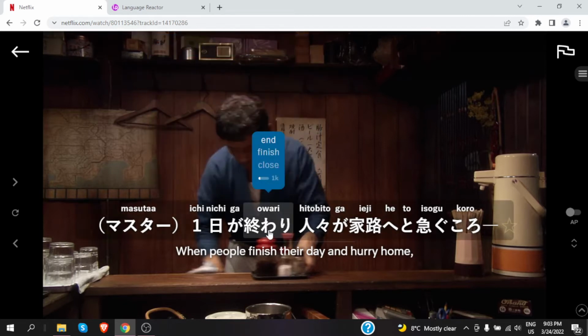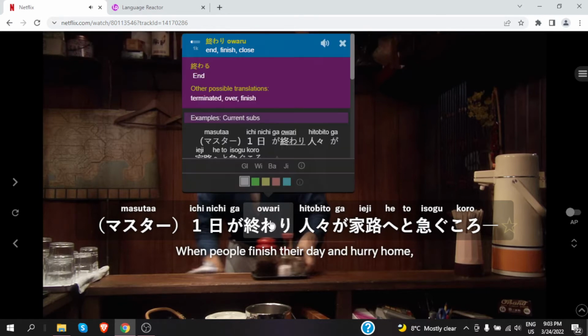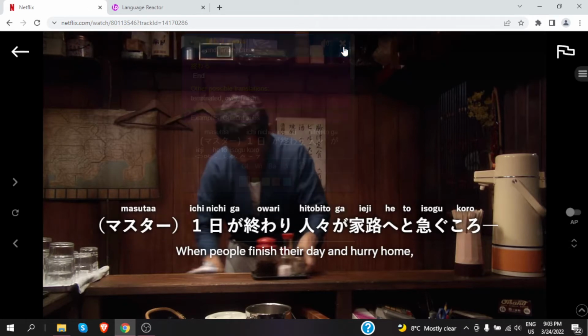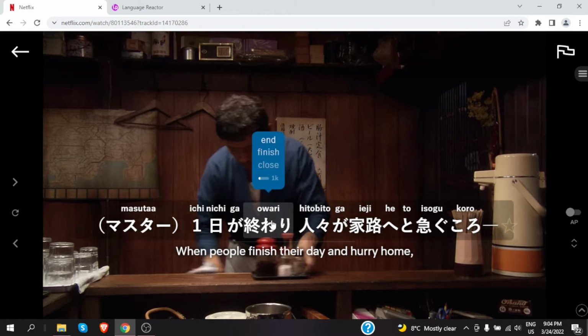So owari, end. So you can see there when you click on the Japanese word, you get the pronunciation. Okay, so end. Now all I'm doing here is I want to build my words. I'm not looking for perfection. All I'm looking to do is build as many Japanese words in as short a time as possible. So for example, this is a new word for me, owari.